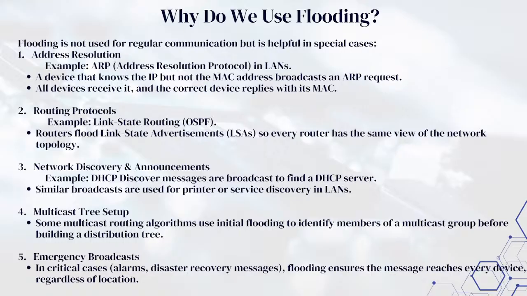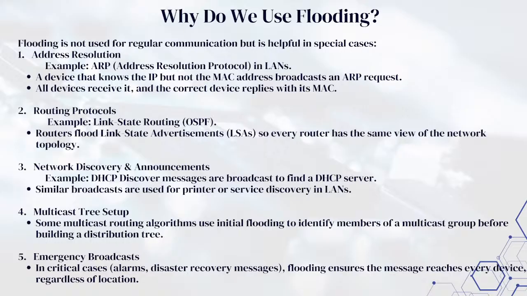It is actually helpful for special cases, like address resolution. Here, a device that knows the IP address but not the MAC address broadcasts an ARP request. All the devices receive it and the correct device replies with its MAC. So this is the first one: the IP address is known but the MAC address is unknown. When a device is sending any information, it identifies accordingly, like IP address and MAC address, and accordingly it will be received by the receiver.